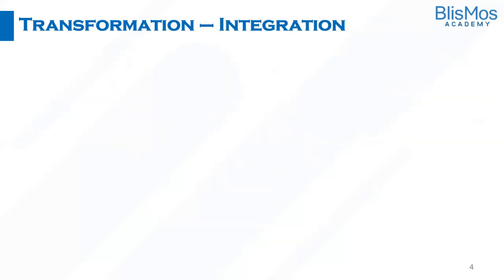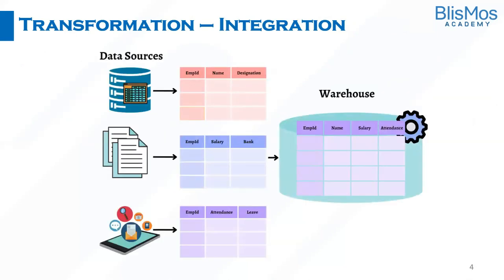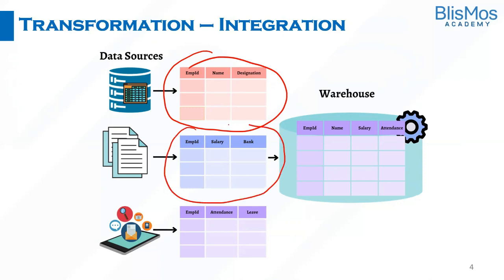What exactly is the integration? We have already understood integration is nothing but getting the data from multiple sources, bringing that to a common standard format. If you look at this example, we have some 3 columns as a part of our table from an RDBMS source. And we have another 3 columns coming from files. We have another 3 columns coming from some different applications. As a part of the warehouse, I don't need all the 3 columns from here, all the 3 columns from here, all the 3 columns from here. I need only a few columns.